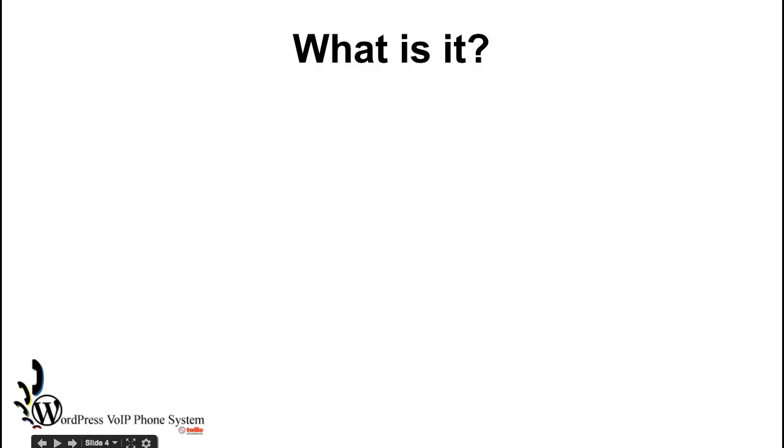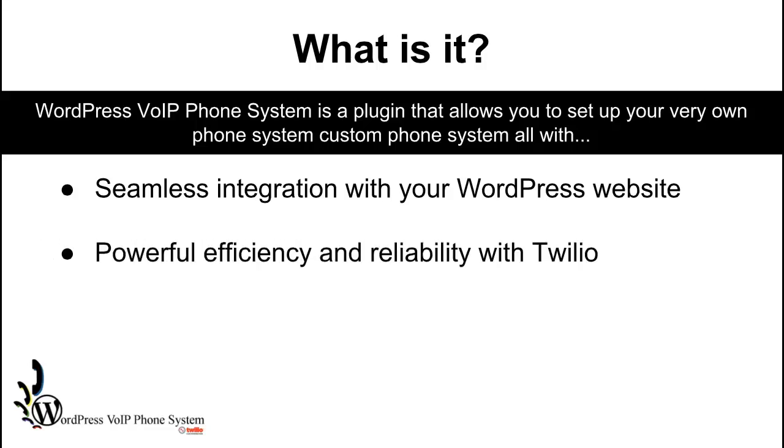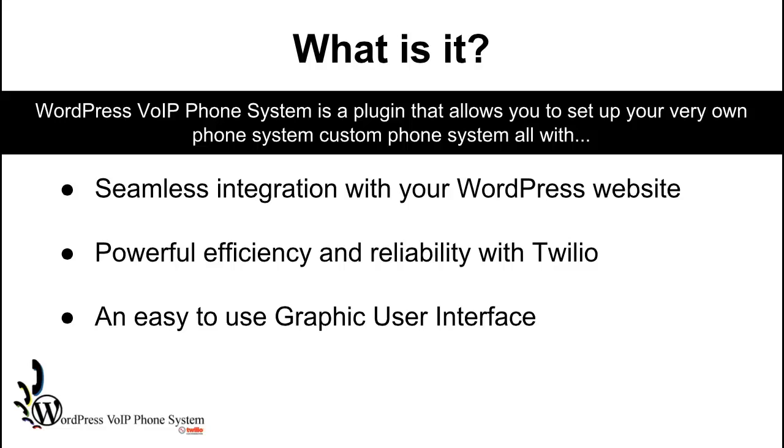So this plugin allows you to create a custom phone system for your business right from your WordPress website. Yes, it is a WordPress plugin, so it seamlessly integrates right into WordPress. You activate it right there, and you're up and running within seconds. Also, all your numbers are bought through Twilio. That means you get the powerful efficiency and reliability of a large company's fast servers. And lastly, it's all set up using an easy-to-use graphic user interface.